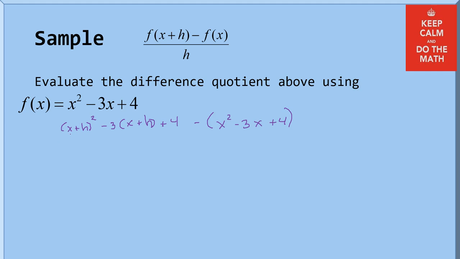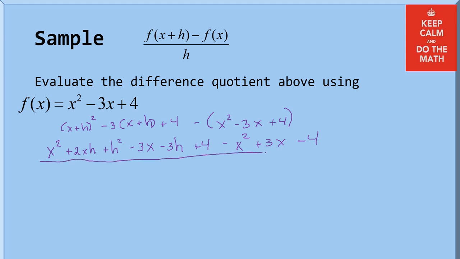So first, x plus h squared. So I'm multiplying out the two binomials, x plus h times itself, and I will end up with x squared plus 2xh plus h squared. And then I'm going to distribute the minus 3. So minus 3x minus 3h, bring down the plus 4. Now the second set, minus x squared plus 3x minus 4. Okay. All of this at this point is still over h. So now I just need to do as much simplifying as I can.